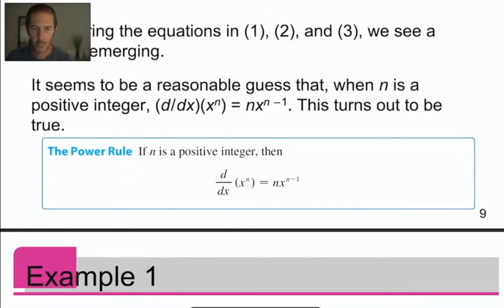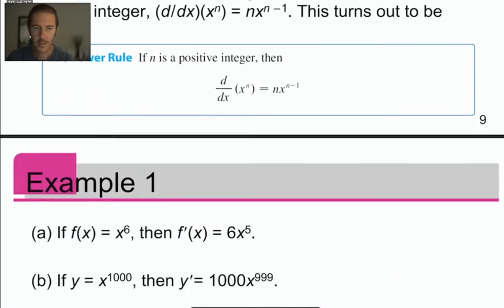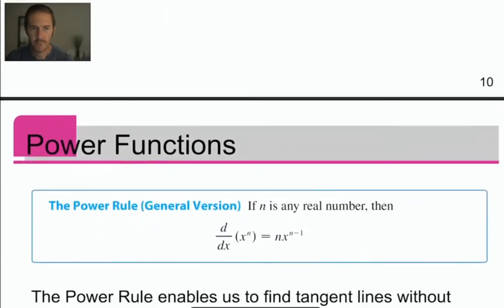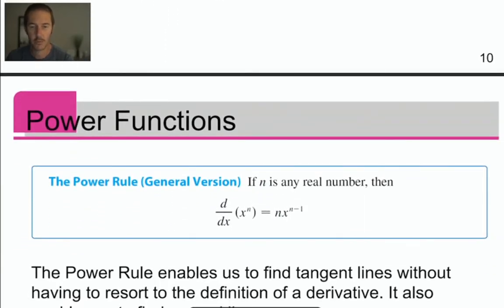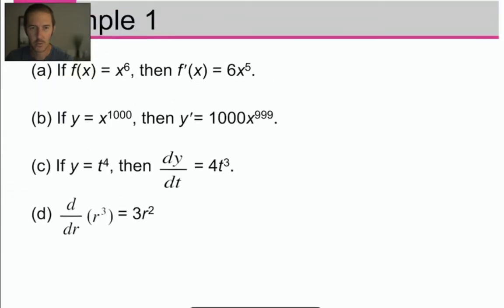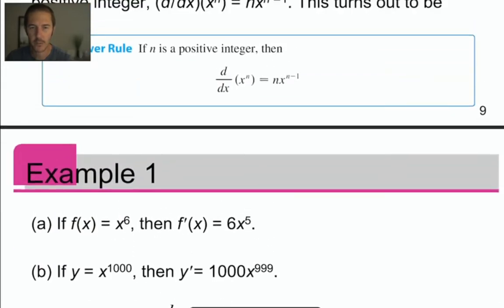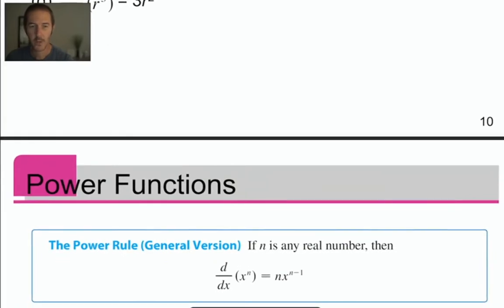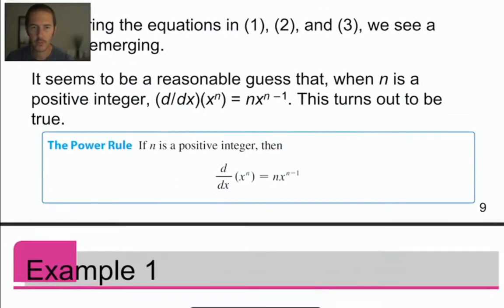Here's the power rule in this horizontal box, and then somewhere down here there's the power rule general version. I'm not sure that I can see the difference between the two. This says x to the n, and this says x to the n. So these are identical, and we'll use this one.